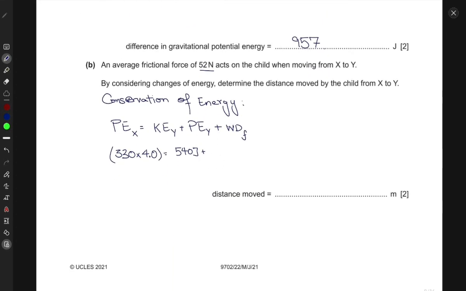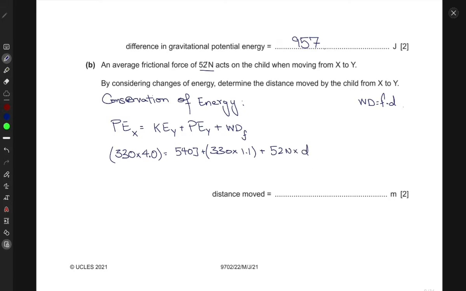Now we have to add the potential energy at Y. So again 330, which is the weight, times the height, that is 1.1 meters. And finally the work done due to friction, which should be the frictional force. If you remember, work done is given by the force times the distance moved in the direction of that frictional force. So because this is the distance that is moved in the direction of the frictional force, this would give me the distance moved by the child from x to y, because that's where the frictional force is acting. So it's 52 newtons times d.